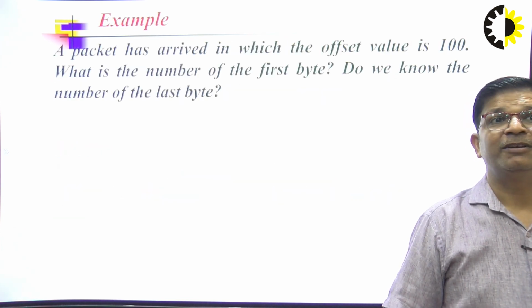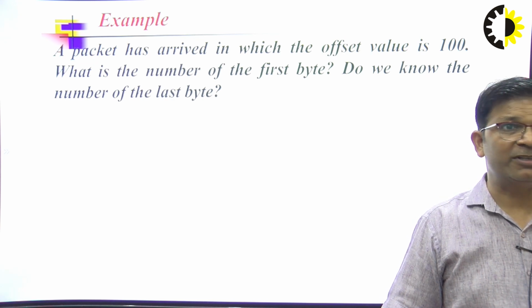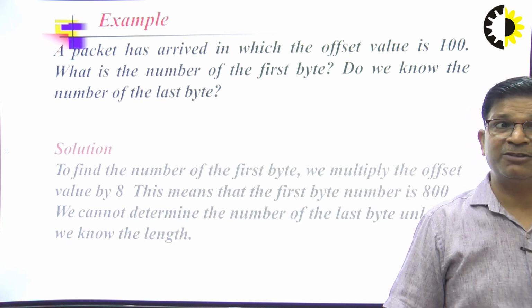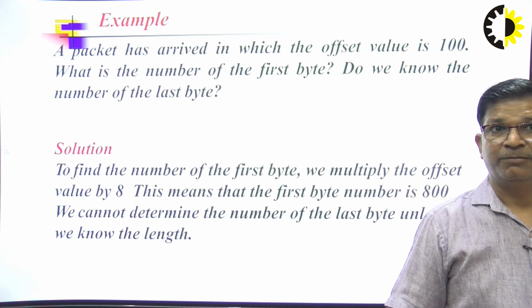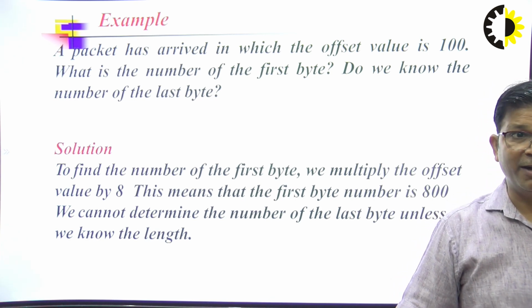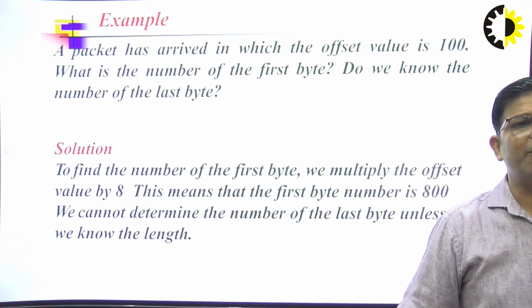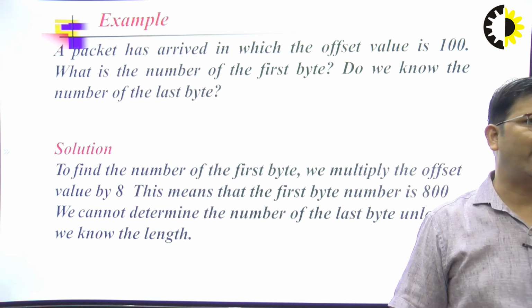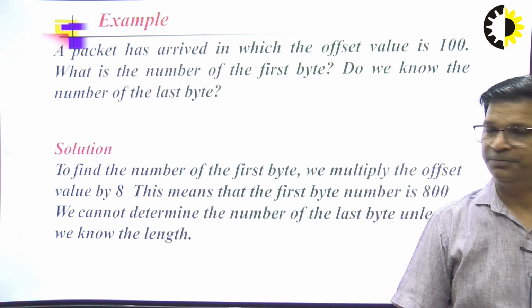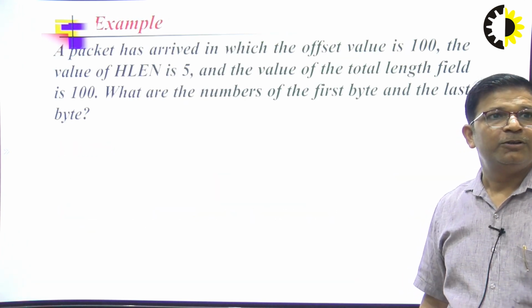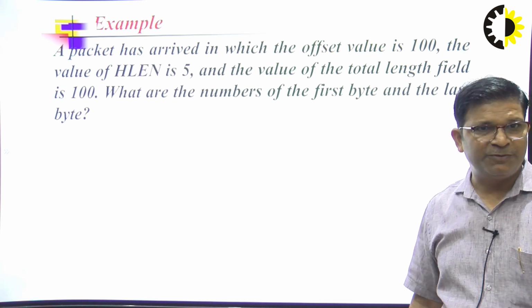A packet has arrived in which the offset value is 100. What is the number of the first byte? Do we know the number of the last byte? We multiply the offset by 8: 100 multiplied by 8 is 800. We cannot determine the number of the last byte unless we know the length. If the length is given, we can say it runs from 800 to that point. Okay, this we have already discussed.